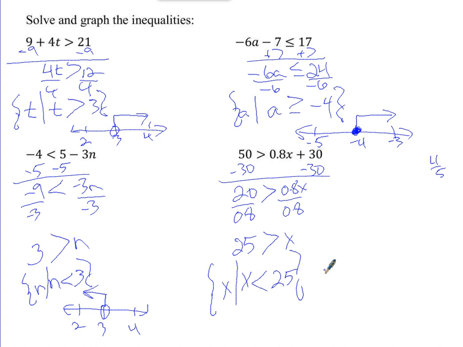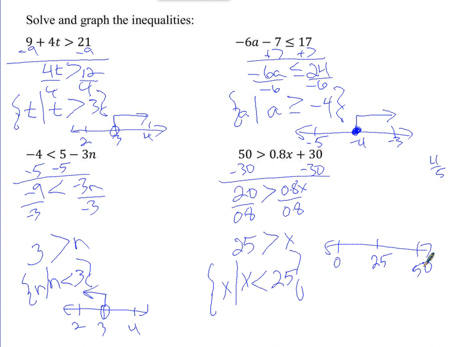Graph it. Draw the number line, with 25 in the middle. You want to put 0 over here? Okay. So then let's put 50 over here. It doesn't make any difference. You could go 24 and 26.